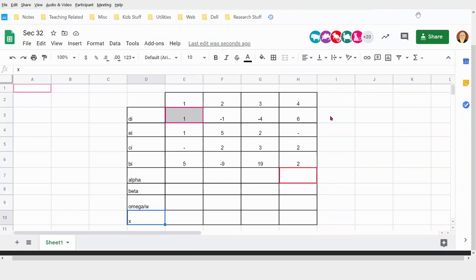Okay, alright. So D, E, C, B. Itu senang lah. Okay, alpha. Alpha tadi Hafiz.